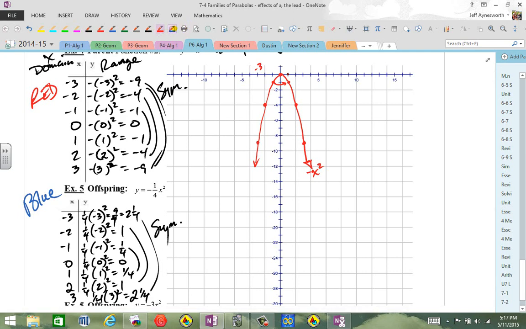Okay, so in blue, so you go left 3, down 2 1/4. So left 3, down 2, and let me see, not quite, that's 3. Back up, right about there. 2 1/4. Left 2 down 1. And then left 1 down 1/4. And then the origin. And then right 1 down, up. Whoa.